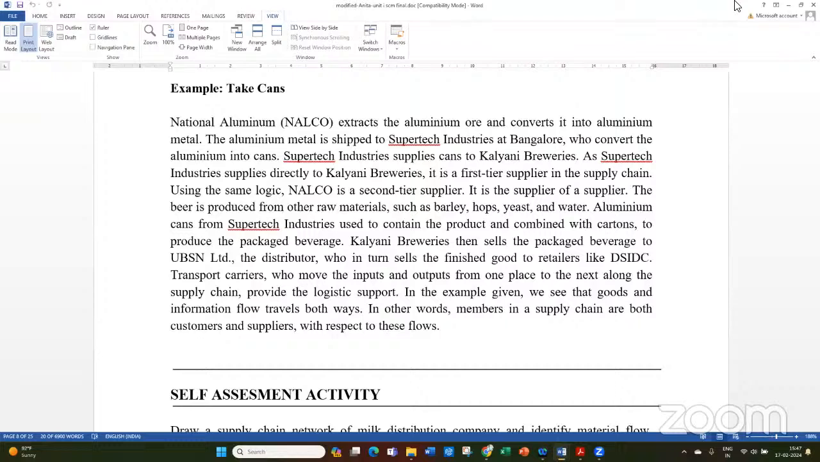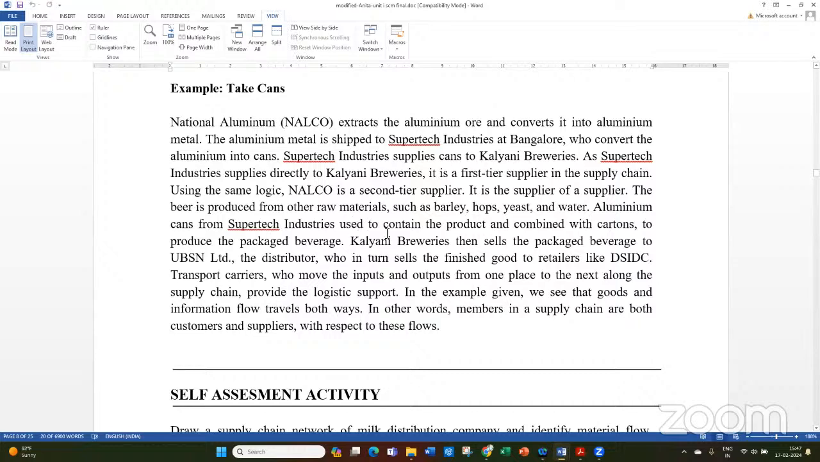Using the same logic, NALCO also has a second type of supplier. Who is the second type of supplier? The first is the primary supplier, the first-tier supplier, then the secondary supplier, then the third-tier supplier. It is the supplier of suppliers. So the water is along with this, along with barley, hops, yeast, and all.